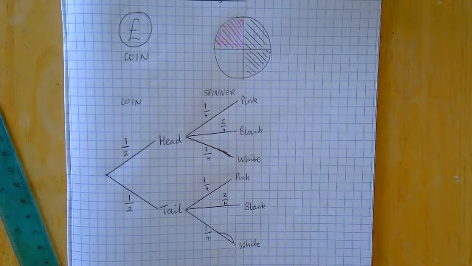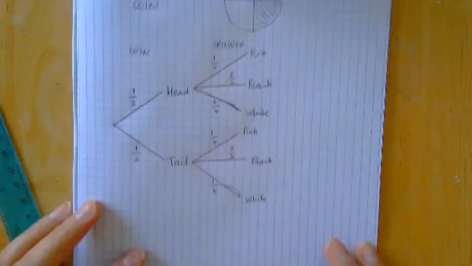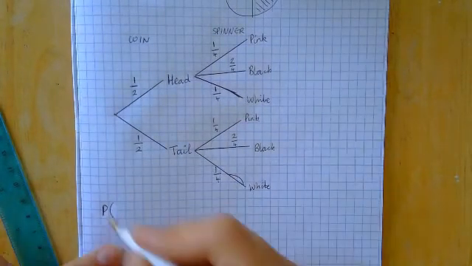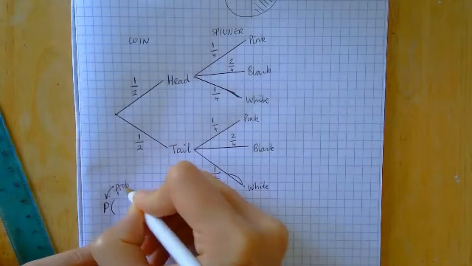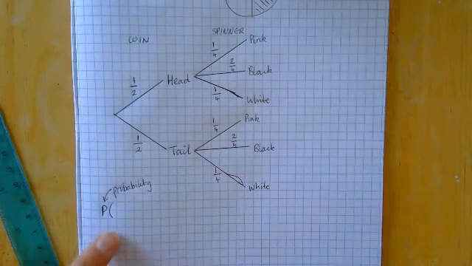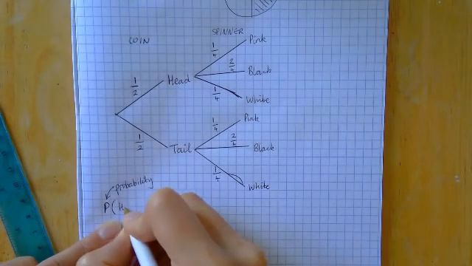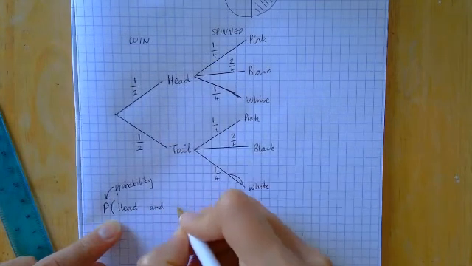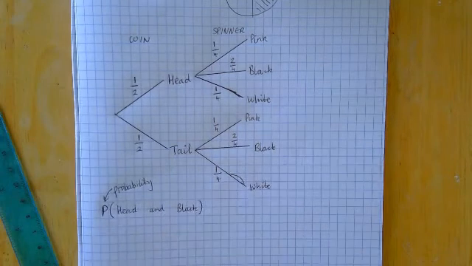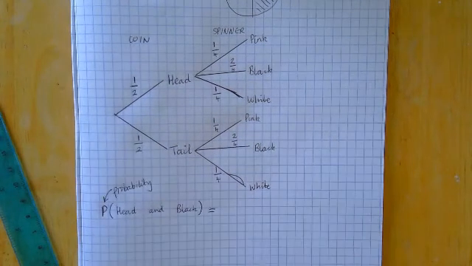They might ask us some questions about it. So they might say, for example, what's the probability of getting a head and a pink? Or what's the probability of getting a tail and a black? So let's have a look at one of those questions. You might remember that I said we use a capital P and then a curly bracket. This represents the probability. So that P stands for the probability. It just saves us having to write out that long word. So what should we go for? Let's ask, what's the probability of getting a head and a black on the spinner? So that means probability of getting a head and a black.